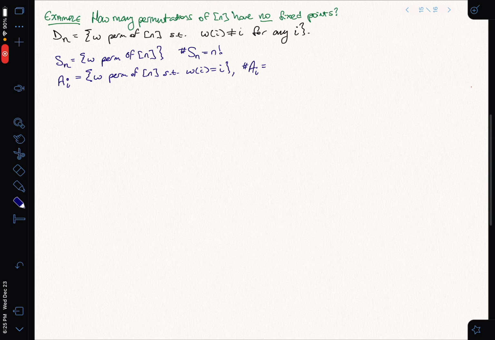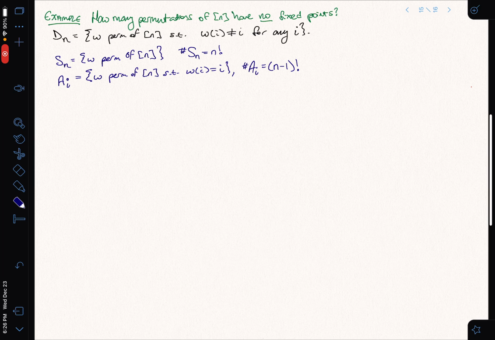What is the size of A_i? Well, what have I done? I've said that i goes to i, just as a map. I haven't said anything about what happens to any other numbers, so I don't really mind what they do. So they're completely free. Among the n-1 remaining things, it's completely free, so this is just going to be (n-1) factorial. That's convenient. This tells me that I'm on to something here.